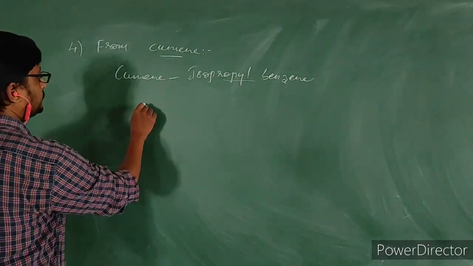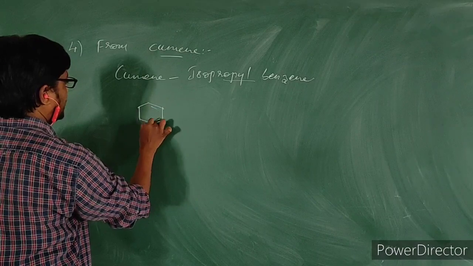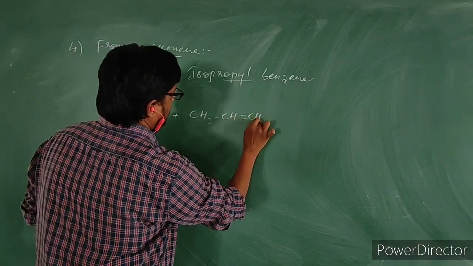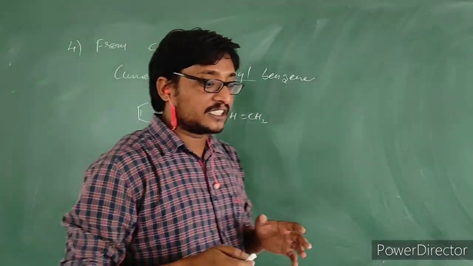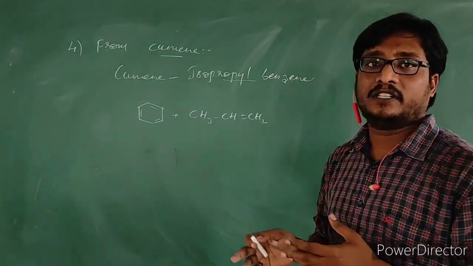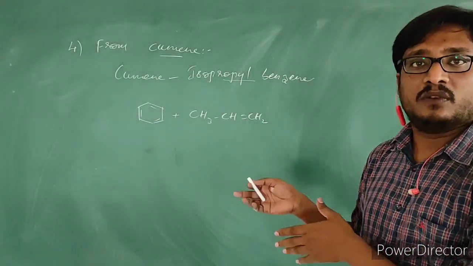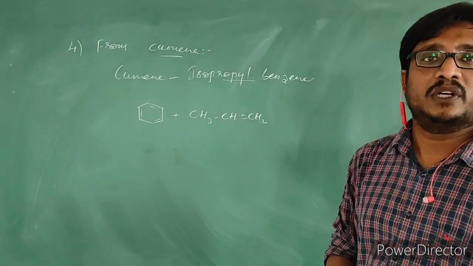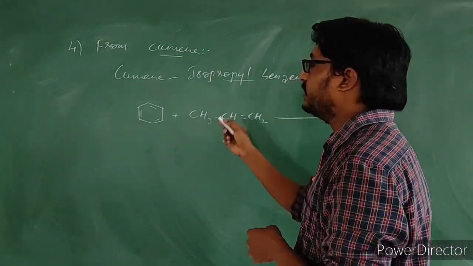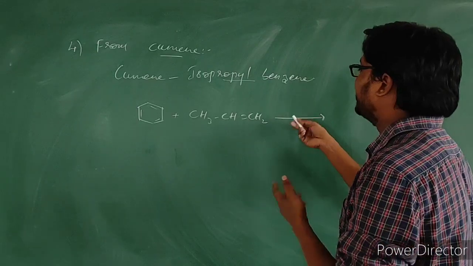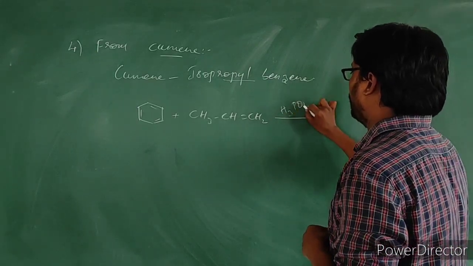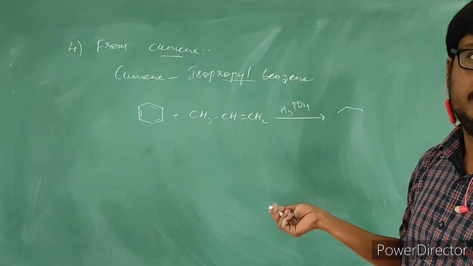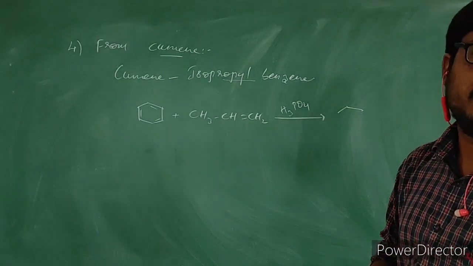Simple thing. Initially we consider benzene, which is treated with propene. In objective questions they will ask us about this cumene. They will say, benzene on reaction with which of the following compounds produces cumene? That is nothing but propene. So when we are treating benzene with propene in presence of acid, you can take H3PO4, phosphoric acid, it will produce cumene. This is nothing but Friedel-Crafts alkylation.